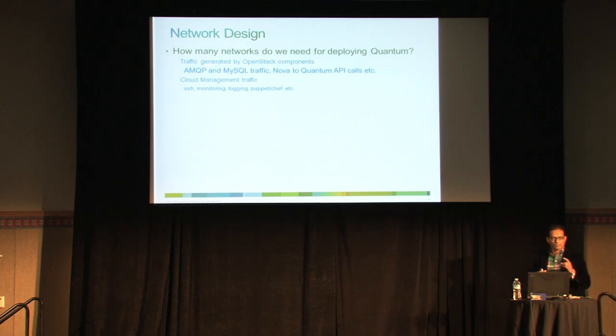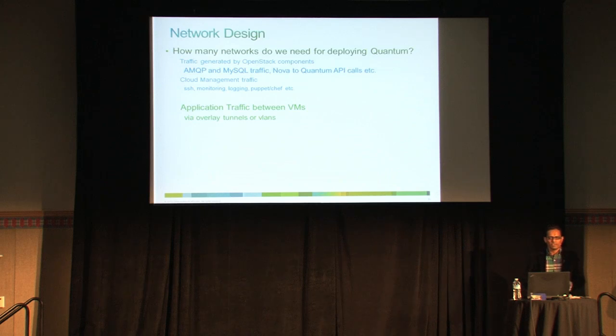So for here, one set of flows is the traffic generated by OpenStack components themselves: the AMQP, the RabbitMQ traffic, the MySQL traffic, Nova to Quantum API, all of this management traffic. You want to isolate it onto its own network, because when a network goes down, you don't want your SSH or your monitoring system to go down, right? So you want to be able to build a separate VLAN or something of that sort for this network.